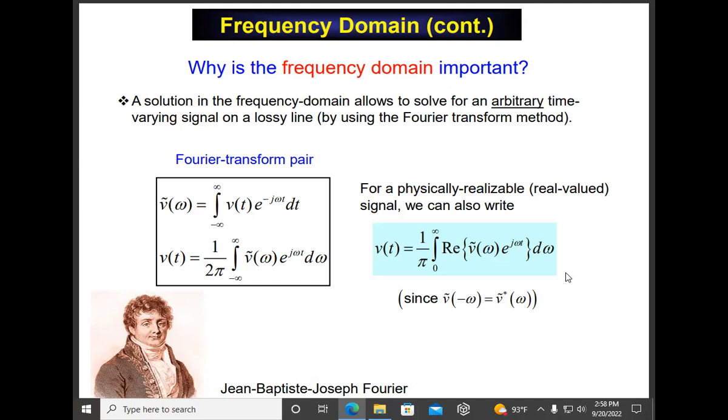That's only for a lossless line. Okay, for a lossy line, we can use a more powerful method based on the Fourier transform. And I can then put a signal on any kind of transmission line, no matter how much loss it has, and reconstruct the signal.